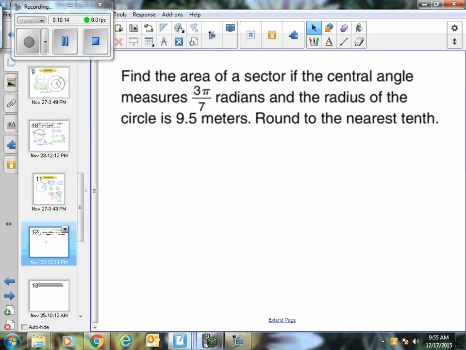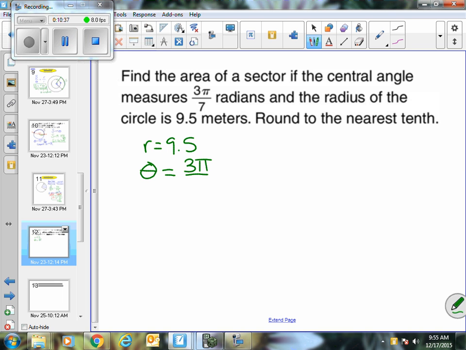Okay, so let's do a regular situation first, then we'll start putting these together and doing some applications. So it says, find the area of a sector if the central angle measures 3 pi over 7 radians and the radius of the circle is 9.5. All right, so the radius of the circle is 9.5. The central angle, that means theta. So when they say central, it just means the vertex of the angle is at the center of the circle, which is what we need it to be. They say that that's 3 pi over 7 radians.